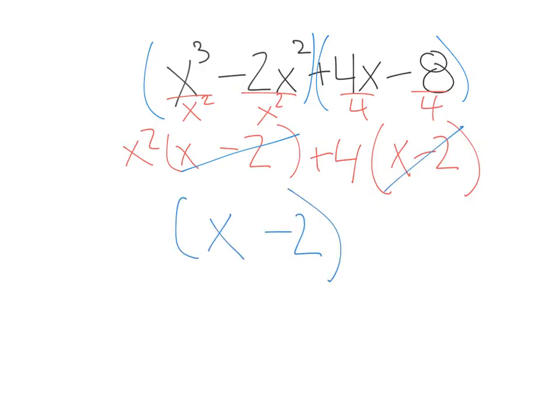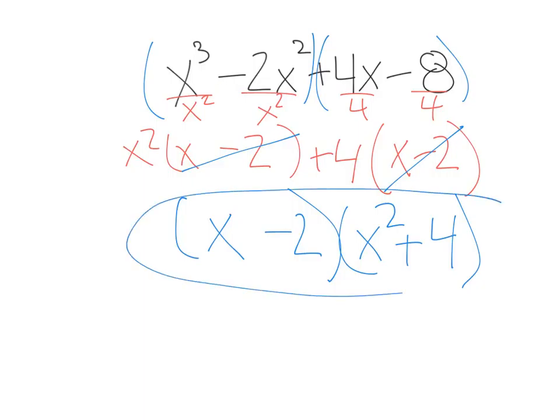And what does that leave me with? x squared plus 4. And then you want to look and see, can I factor anything further? I cannot factor this x squared plus 4 further, because even though they're perfect squares, it is a sum of perfect squares, not a difference of perfect squares. And there is a difference between addition and subtraction of perfect squares. So this is done. This is my final answer.